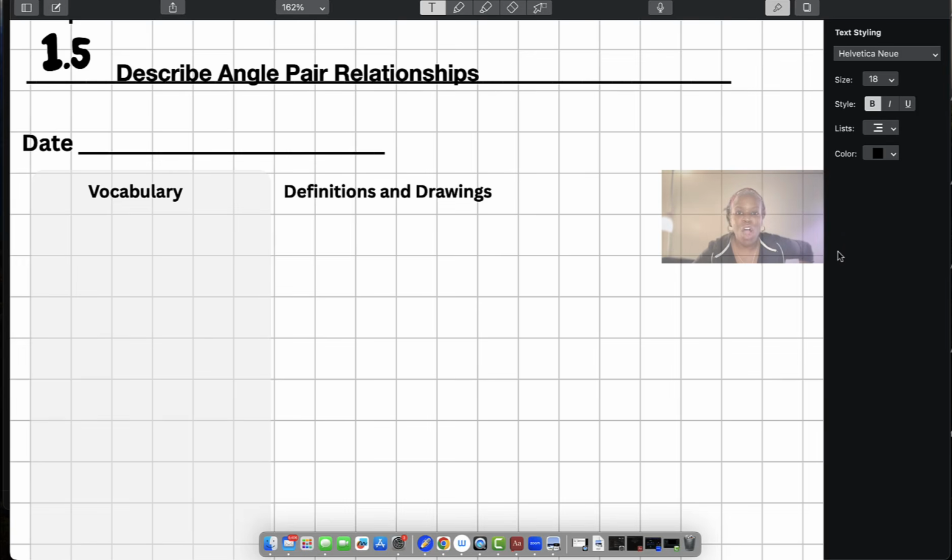Hey everybody, we are in section 1.5 and we are going to get started with this next section. We're going to describe angle pair relationships. Please get started by writing down today's date, and we're going to get started with some vocabulary.